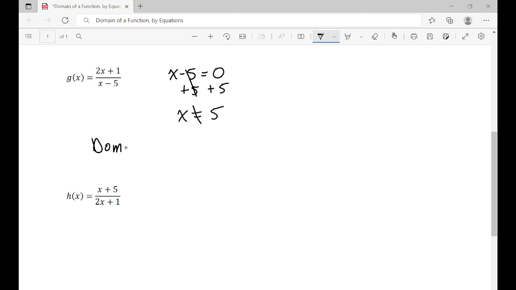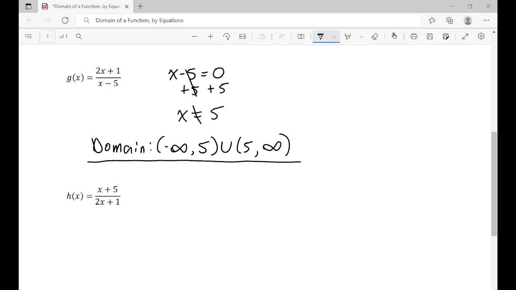So when I write in my domain, I start from negative infinity, and I keep going down the number line until I get to my excluded value, which is 5. Put a parenthesis in and union it, and then start from the other side of 5 and just keep on going down the number line until I hit infinity. And this will give me the domain of this function: negative infinity to 5, union 5 to infinity, because again 5 has been excluded.